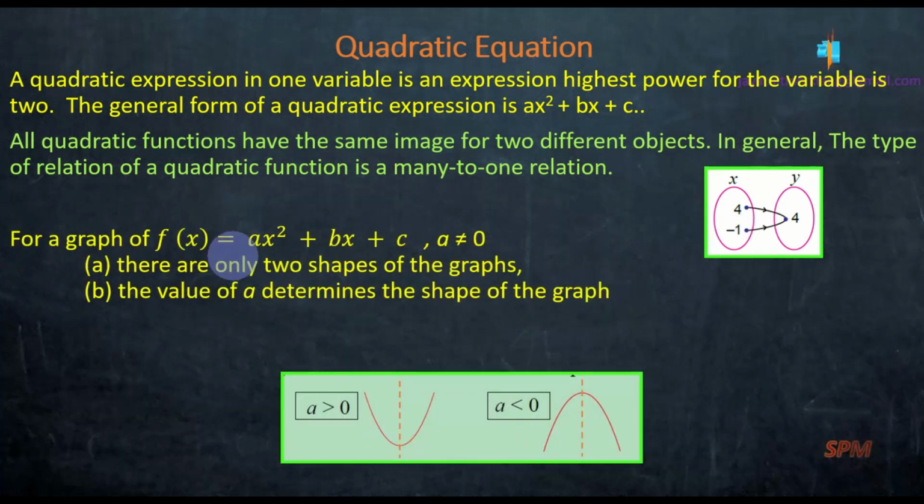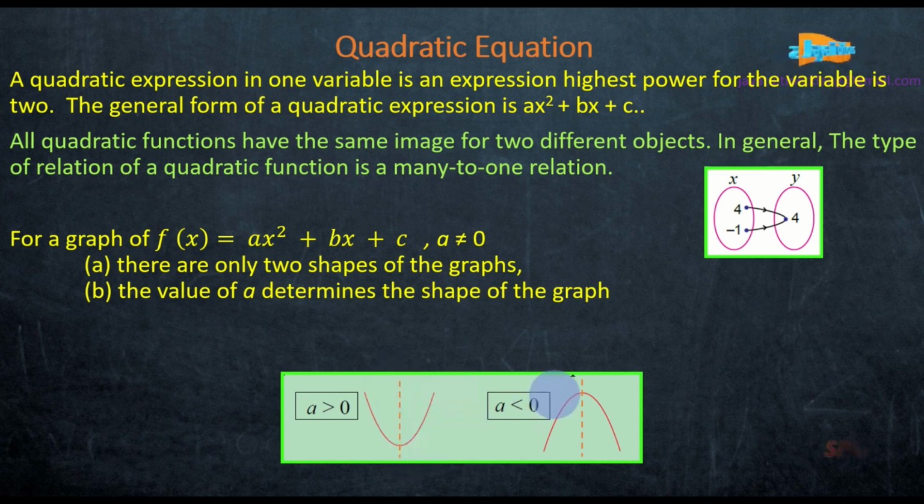The function ax² + bx + c, a should not be equal to 0, can be of two shapes. When a is greater than 0, that is for all positive values of a, you will have the shape opening upwards. For a less than 0, you have the shape opening downwards. That is, a determines the shape of the curve.